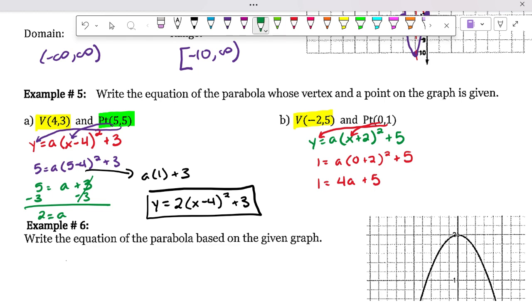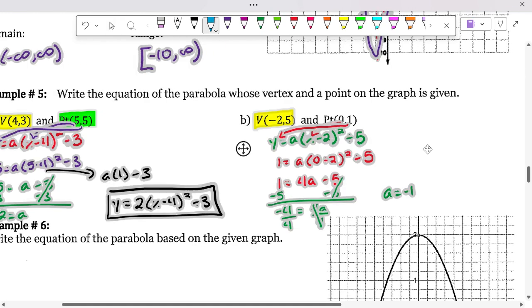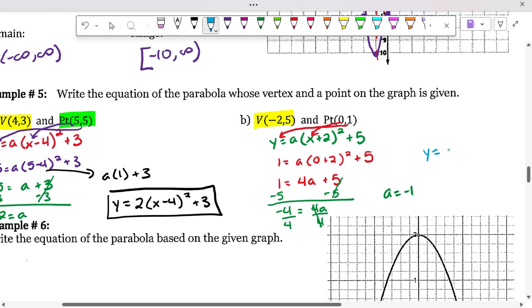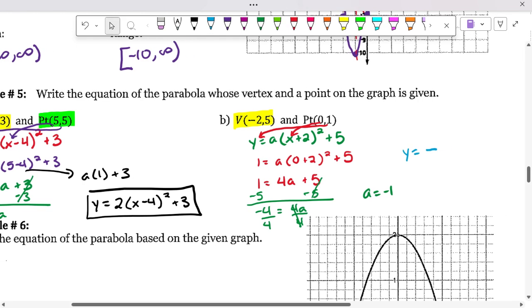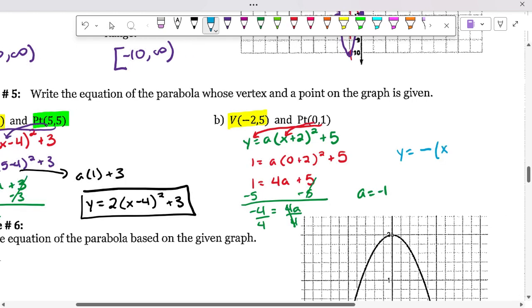Now we got a two-step equation, so what do I do to solve? Subtract 5 from both sides. I get negative 4 is equal to 4a. What's the last step? Divide by 4. So a is equal to negative 1. So if I rewrite my function, it'll be y is equal to... Now, we don't have to actually write out negative 1. We can just put a negative sign outside the parentheses. It's the same thing. So negative x plus 2 squared plus 5.